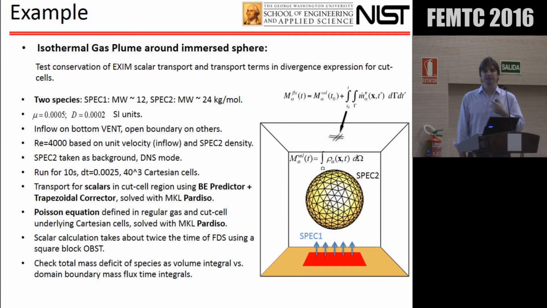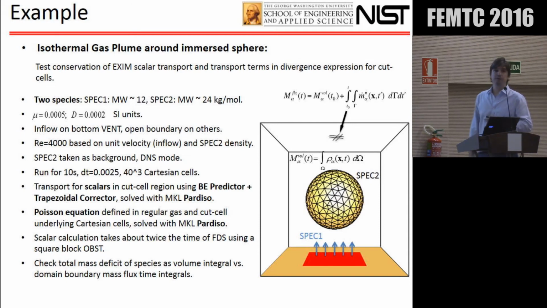We've done several verification test cases to try to evaluate accuracy on the different parts of this development. This is an example on testing what the method does in terms of conservation of scalars. We have two species. There's a species in the background in the domain, and there is a species being fed to the background through a vent. And we have a spherical object here.